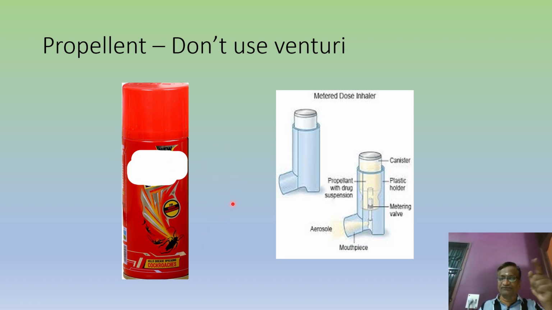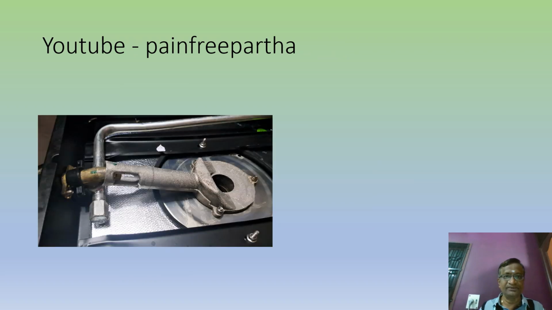Propellants don't use venturis. For example, inhalers have propellants. As soon as there is pressure, there is a canister in which the propellant and the original drug are there. For example, you can have an MDI. This canister which you press, it will spread like this here. But there is no venturi in this.